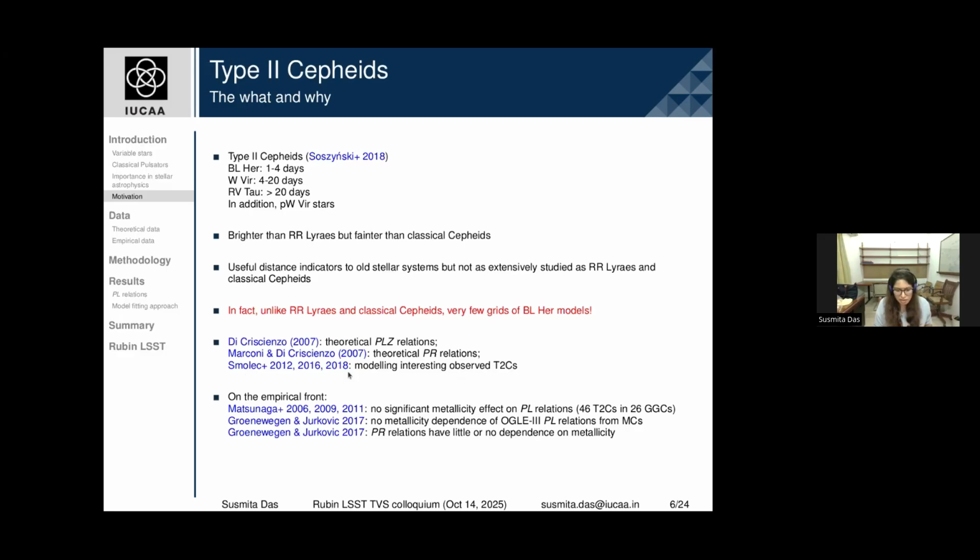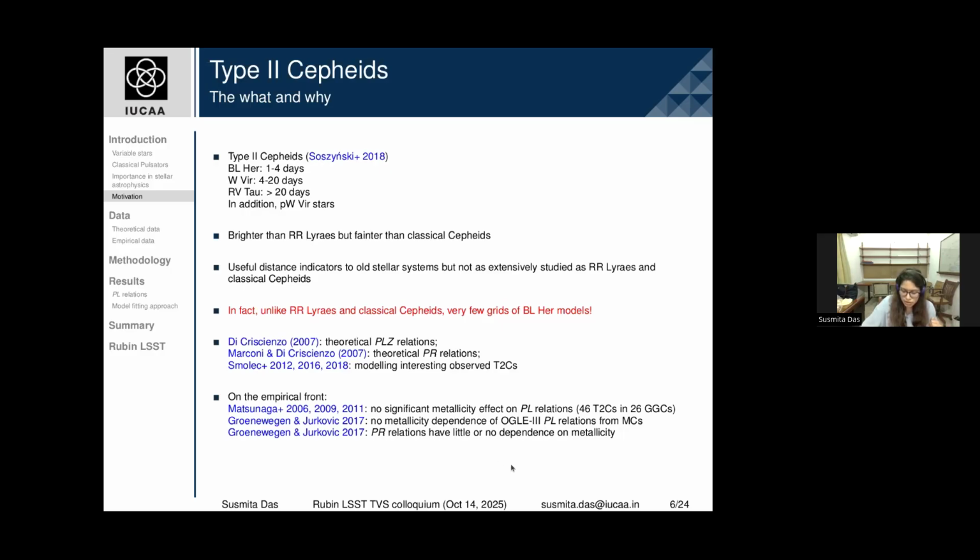On the empirical front, again, only a handful of papers. Matsunaga, in a series of papers, studied 26 galactic globular clusters and identified 46 type 2 Cepheids, and thereby studied the effect of metallicity on the PL relations, to find out that there seems to be negligible or no effect of metallicity on the PL relations. This was further confirmed from the empirical front in 2017.